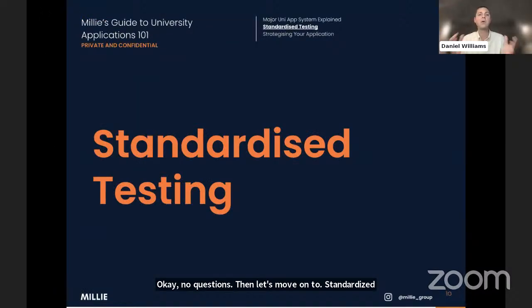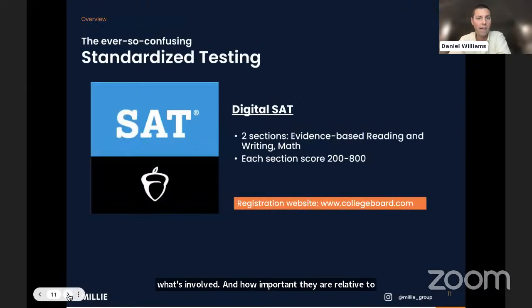So this is another component of your applications. Depending on where you apply, you may or may not have to take admissions tests outside of what you're doing in school. So let's discuss these options, what each requires, what's involved, and how important they are relative to each location.